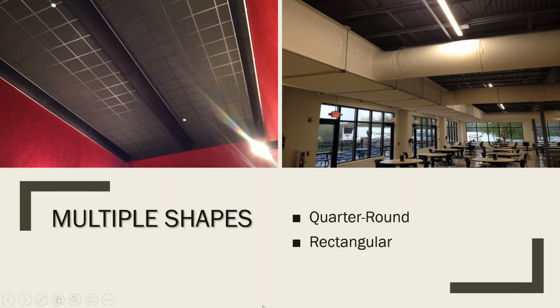Quarter round can also be made, and these just tuck up between the ceiling and the wall. That top left-hand picture is of a movie theater where they wanted the fabric duct to blend in with their black ceiling panels. As you can see, they have quarter round on the sides, and a half round running down the middle.